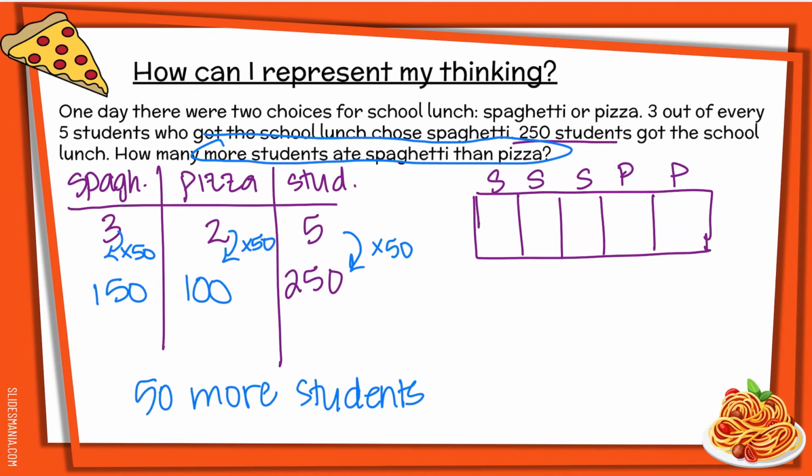And then they tell us that 250 students total got lunch. So that 250 represents my entire strip diagram. So I need to share 250 equally into 5 groups, which is division. So each group gets a value of 50.